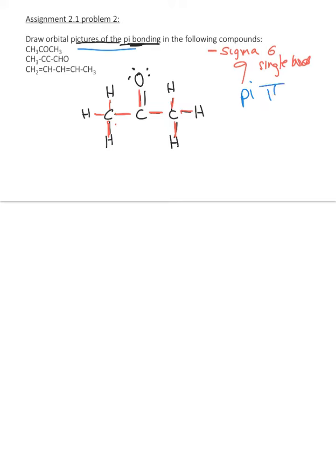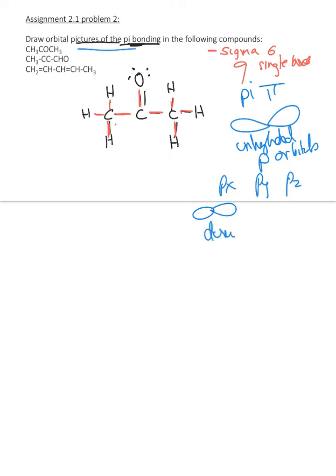Pi bonding is always going to be unhybridized p orbitals. So if you remember, you have a p of x, a p of y, and a p of z in the atomic orbitals, and they look like dumbbell shapes. And then, of course, you have the x orientation, the y orientation, the z orientation. Well, one of these has been used up for hybridization, okay? So this one's used up, the x, because it had to be hybridized with the s orbital to make your sigma bond.